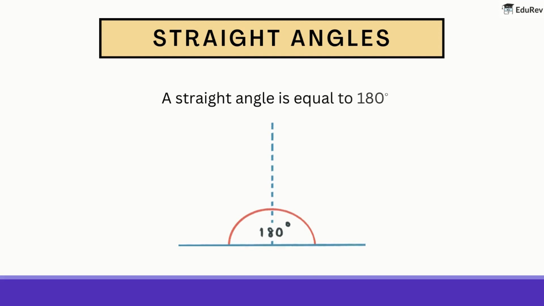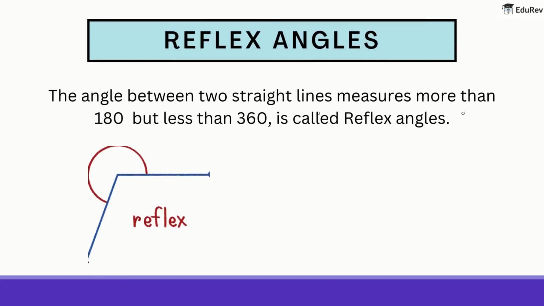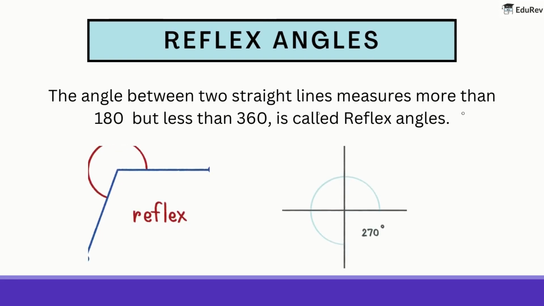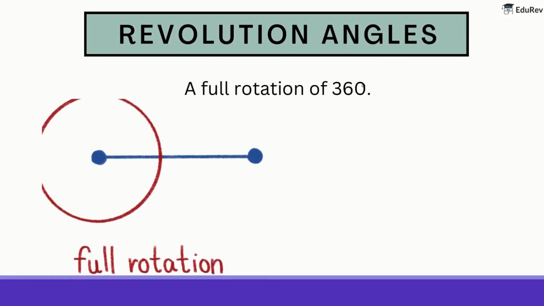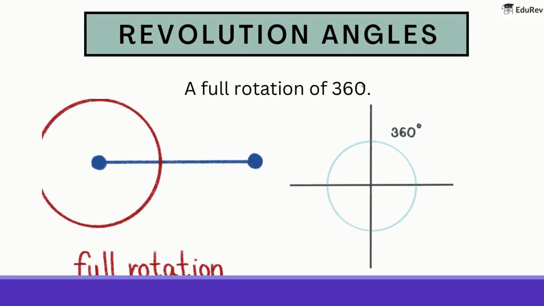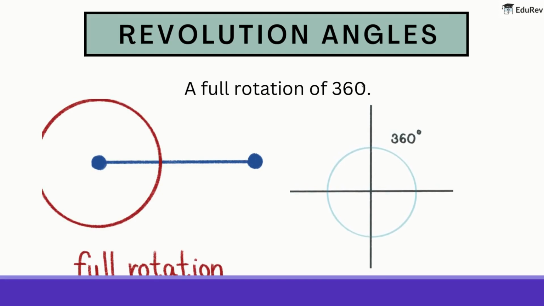Straight angle. A straight angle is exactly 180 degrees. It's like a straight line without any bend. Reflex angle. The angle between two straight lines that measures more than 180 degree but less than 360 degree is called a reflex angle. A revolution angle is a full rotation of 360 degrees. Imagine turning around in a circle, that's a revolution.